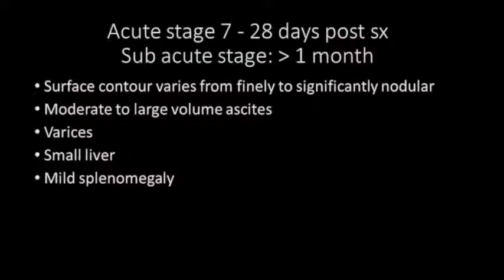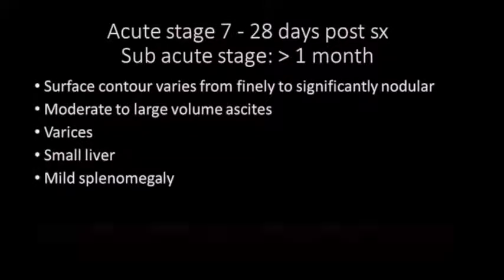Turning now to patients who present in the acute stage of fulminant acute liver failure, so those are patients within 1 to 4 weeks of the initial symptoms. In this group, when you initially image them, you may see an abnormal appearance of the liver. The contour can vary from finely nodular to significantly nodular. There may be a moderate to large volume of ascites. Varices may be seen. The liver can be quite small, and you saw that in some of the acute patients, and there can be mild to moderate splenomegaly.